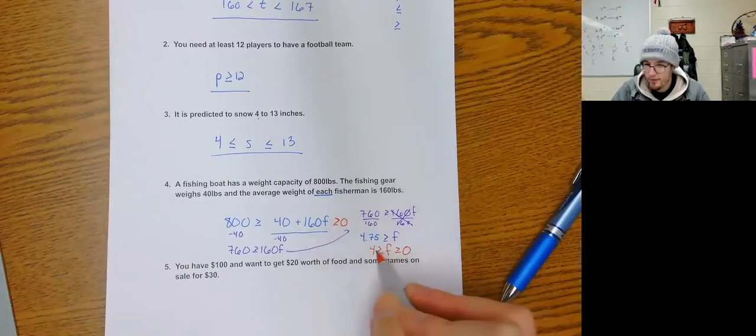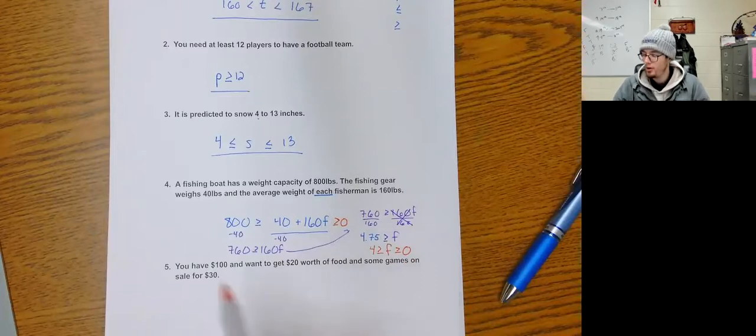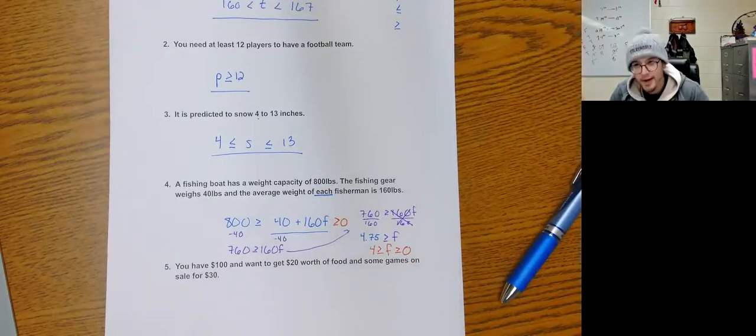So we have anywhere from 4 to 0 human beings. 0, 1, 2, 3, 4. That's the maximum amount of people with this gear that we can get onto this boat. We can have 4 fishermen and 40 pounds of gear on this boat if their average weight is 160 each. Hopefully that makes sense. And it should make sense, the 0.